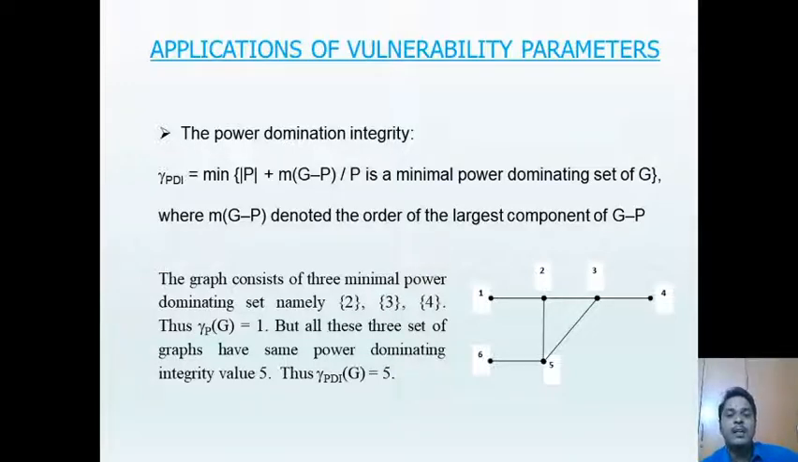So we are going for the power dominating integrity value. The power dominating integrity value is: if you remove the vertex, namely 2 or 3 or 4, the graph should be disconnected. After that, we have to go for the maximum connected component of that graph. Suppose I remove 3, so vertex number 1 is disconnected from the graph, and the remaining 3, 4, 5, 6 are linked together. So these 4 vertices plus the removed vertex cardinality 1, therefore the total number is 5. That is the power dominating integrity value for the given graph.